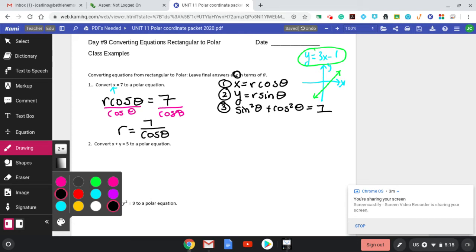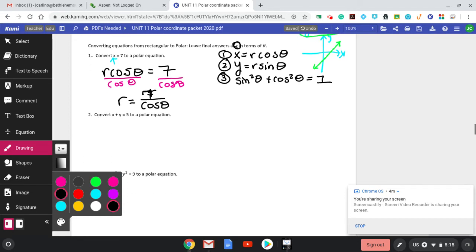No more x's and y's, and r is solved for by itself. So all we need to do here is get r by itself. Substitute in, solve for r. That's our goal on all these problems. Substitute, solve for r. Substitute, solve for r.